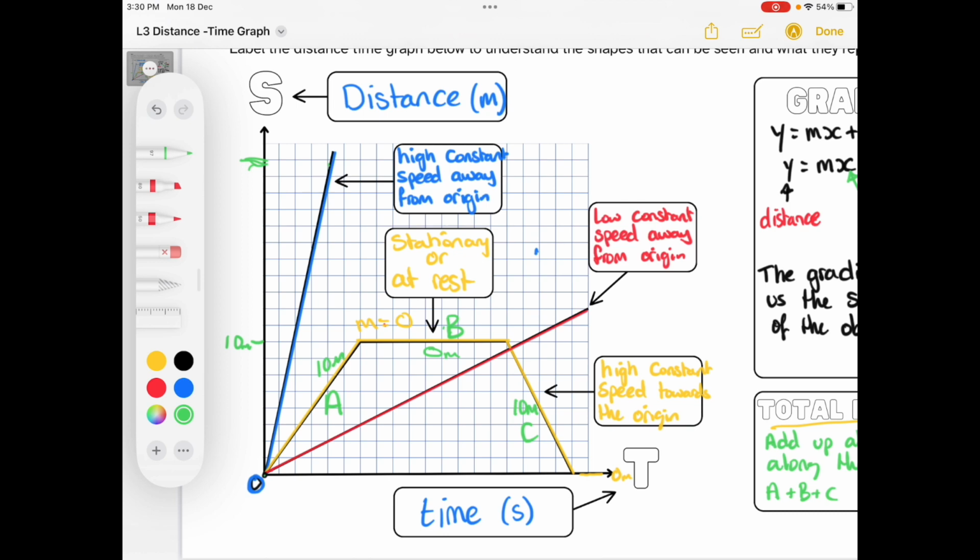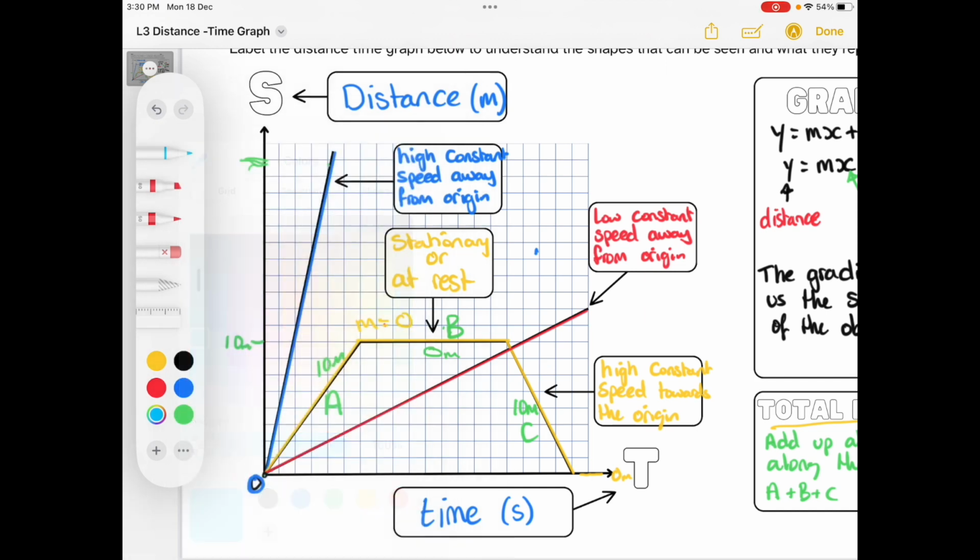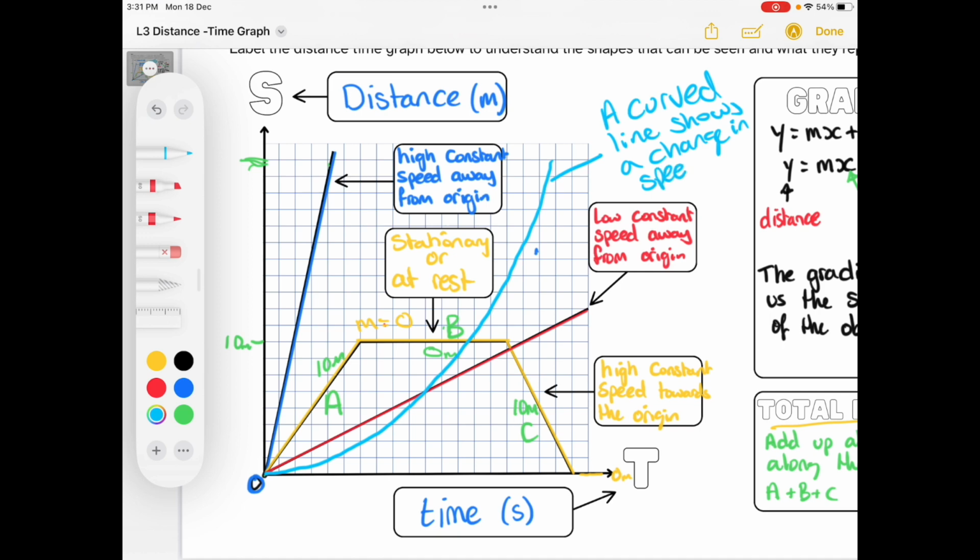Now I said there was one more line that we could look at. Now if I just choose a color so we can see it, and that is if the line curves. Okay. Now, a curved line shows a change in speed. Some of you might already know what that's called, and we're going to do the next lesson on this. This is acceleration. Okay, and that's a change in speed over time. I'm going to talk about that in the next lesson.